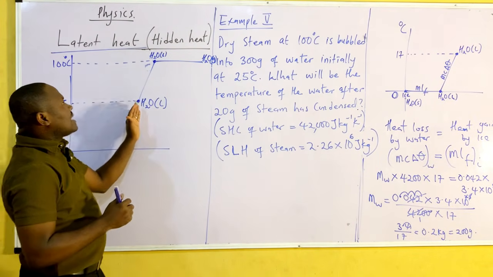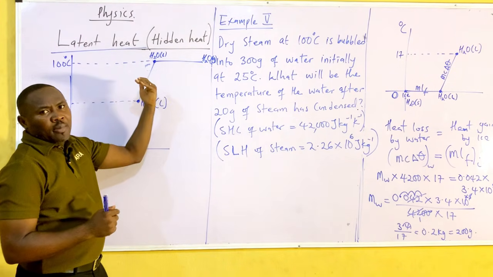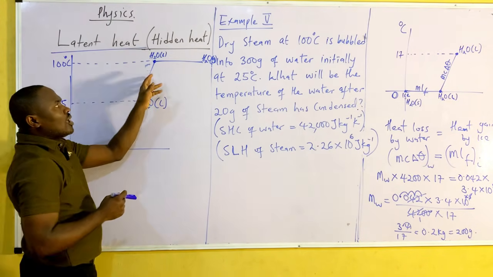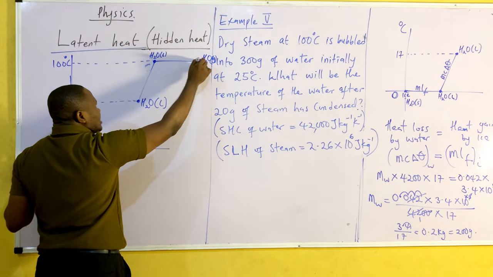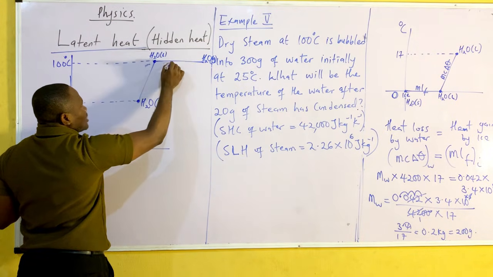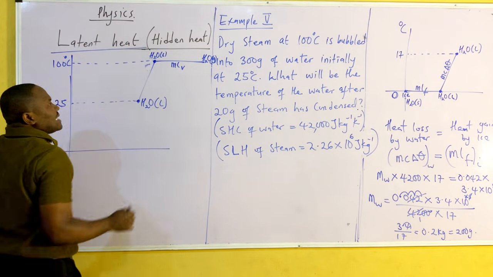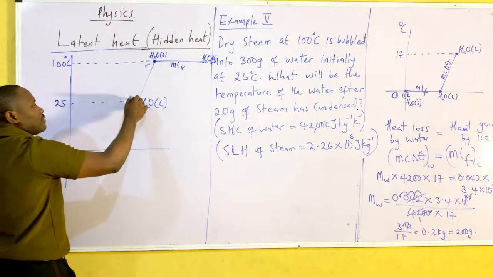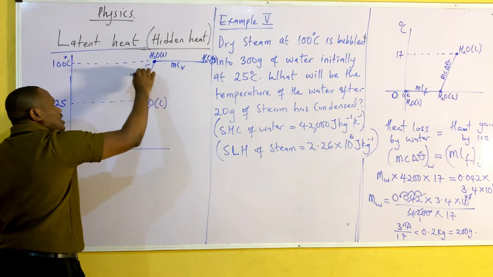So heat gain by water is equal to heat loss by ice. So now what is the heat loss? Remember, we're not looking for the temperature at which it will be. What is condensation? Condensation is gas becoming liquid. So from here to here is latent heat of vaporization, mL_v. What about from here to here? From here to here is mc change in theta.